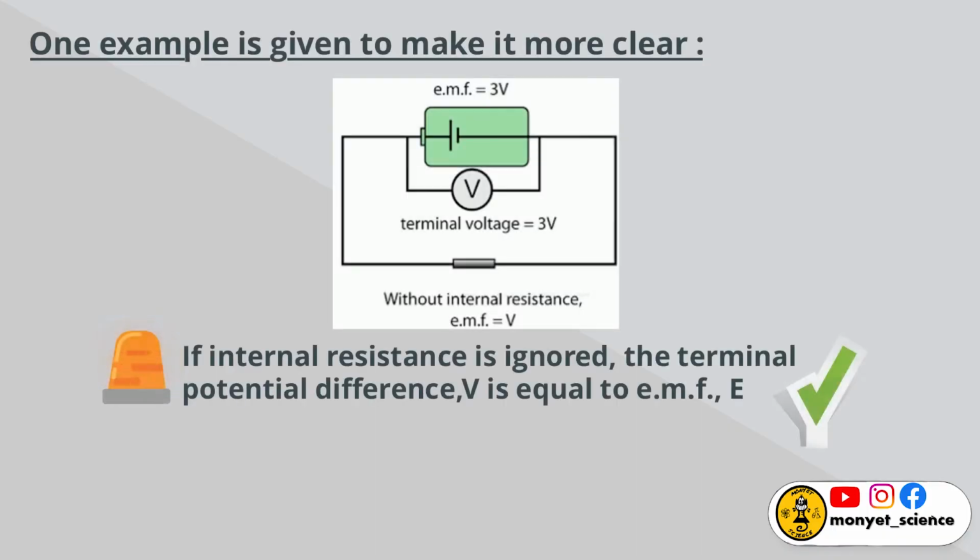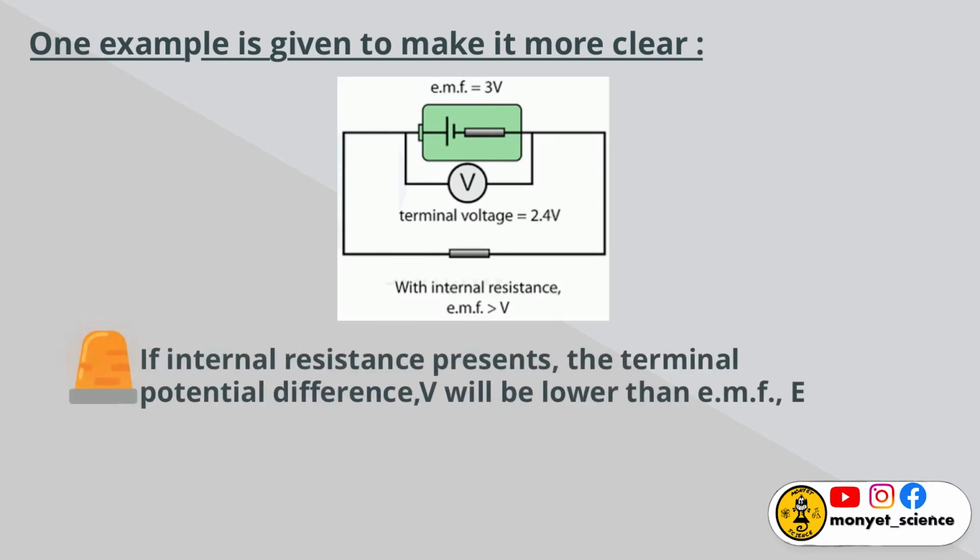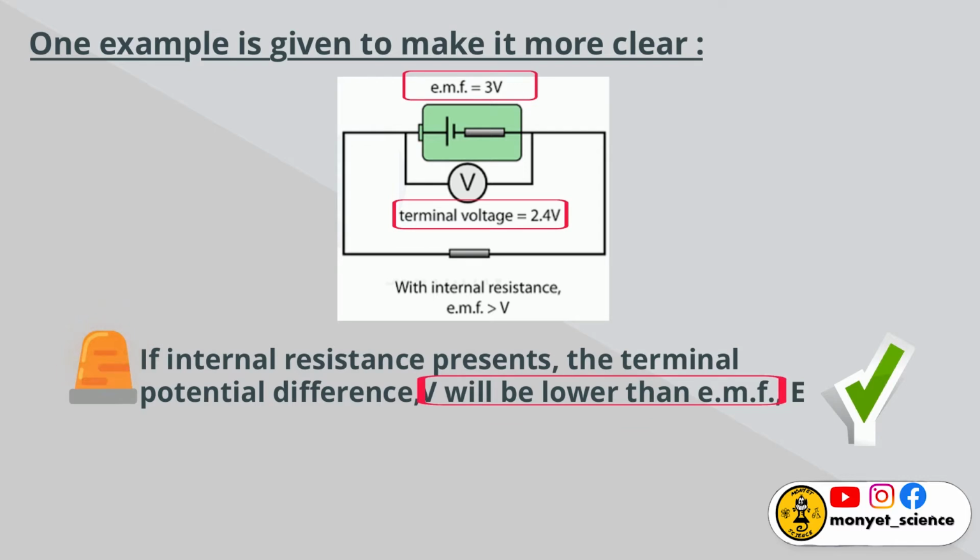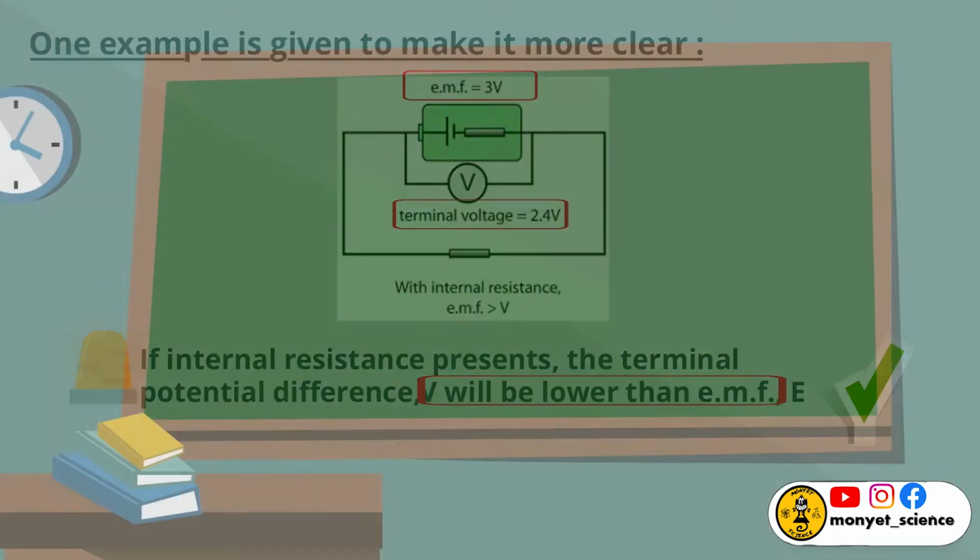Let's look at this one example to make things more clear. If internal resistance is ignored, the terminal potential difference V is equal to the EMF E. Let's look at the next example. If the internal resistance is present, the terminal potential difference V will be lower than the EMF E.